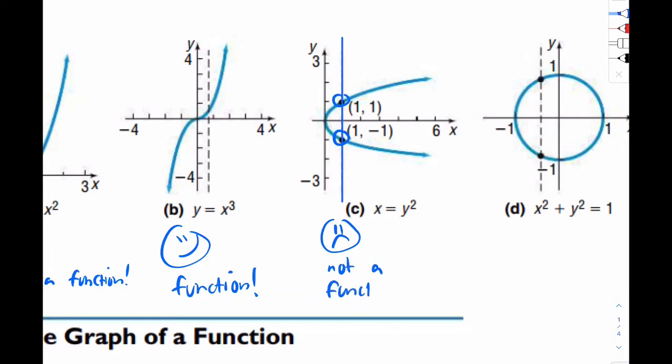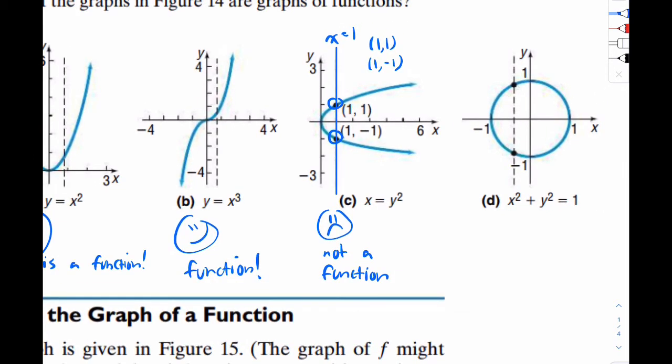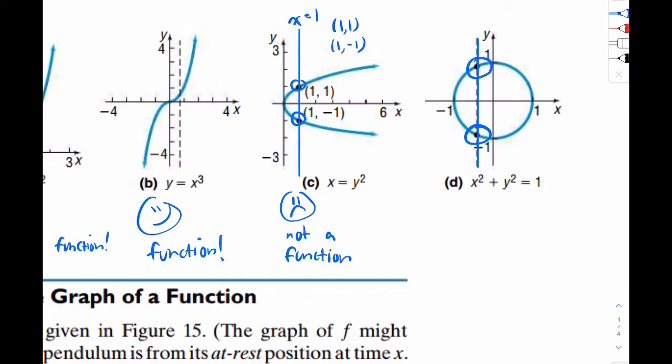Because you can see that for this x value, let's say this is x equals 1, 1's going to 1 and 1's going to -1, and that is not a function. And by the same reasoning, we can see that this particular x value is hitting 2 y values, so this circle is also not a function.